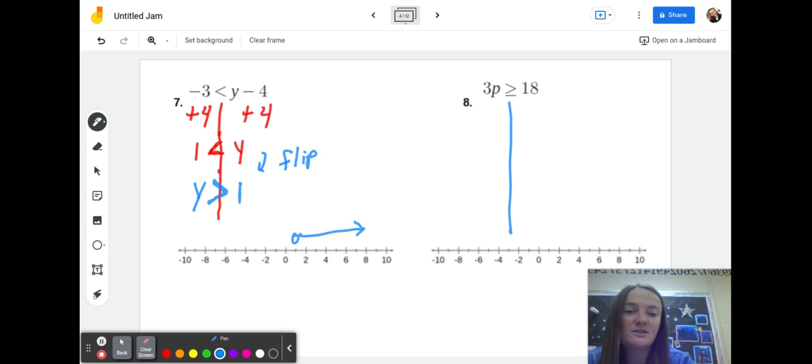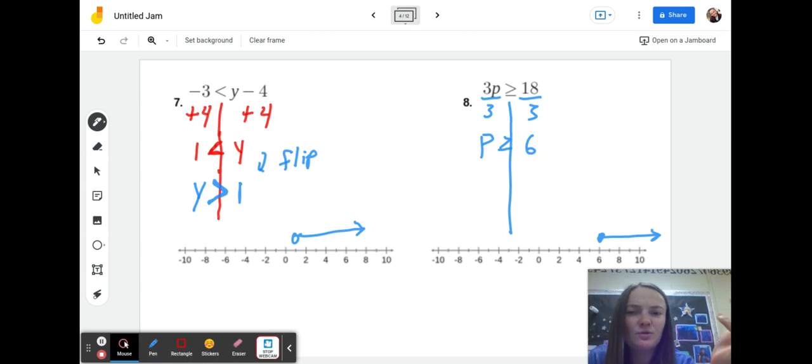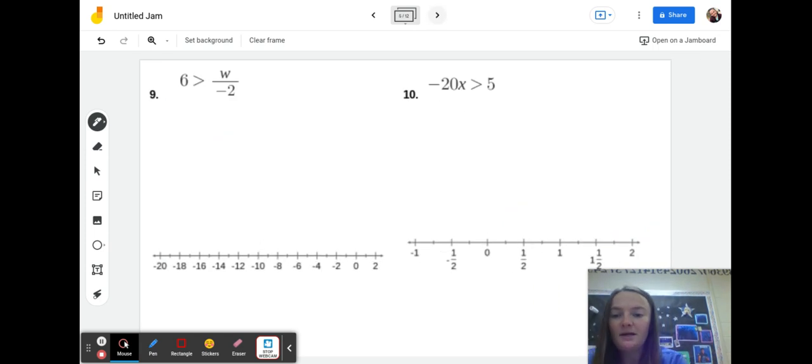All right, the next inequality is super similar. I'm going to divide by 3 on both sides. I'm going to get p is greater than or equal to 6, which is going to look like this. So hopefully these are pretty self-explanatory. We're going to move into some questions that maybe have different results.